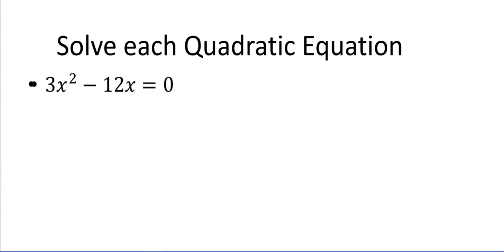All right, this one. Now this one's a little tricky. This one's a little bit different. Notice I can take out a 3, but I can also take out an x. So 3x squared divided by 3x is just x, and negative 12x divided by 3x is minus 4.